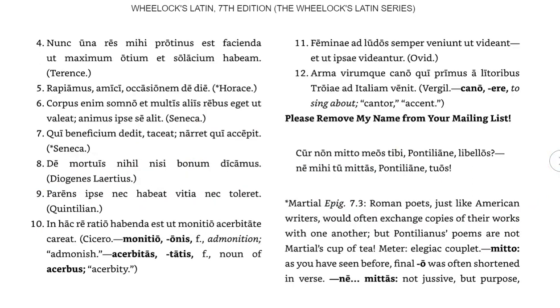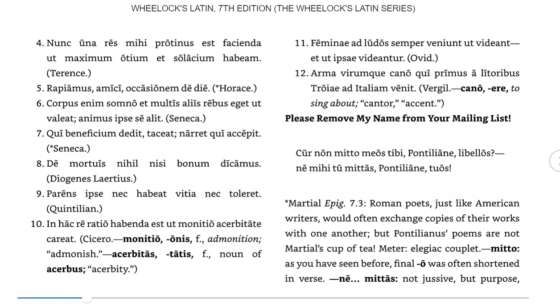Okay. So let a parent himself neither have vices nor tolerate vices. So because we have the subjunctive here, habeat means let have. Let a parent himself neither have vices. Vitia is second declension neuter plural, so the letter A, nor tolerate vices.